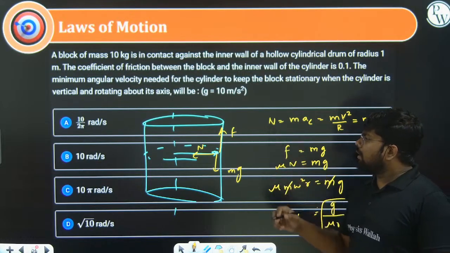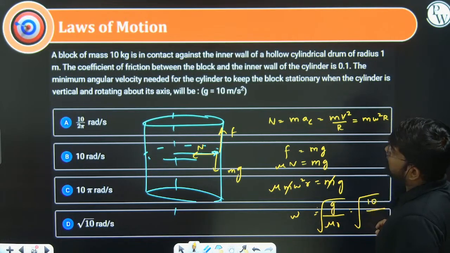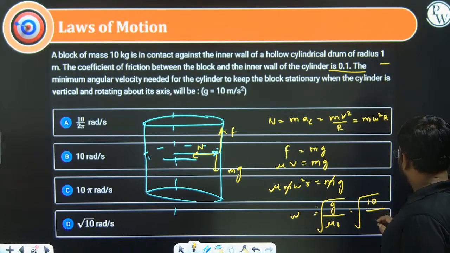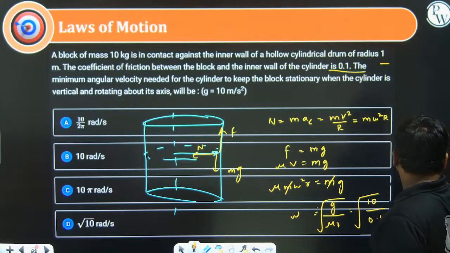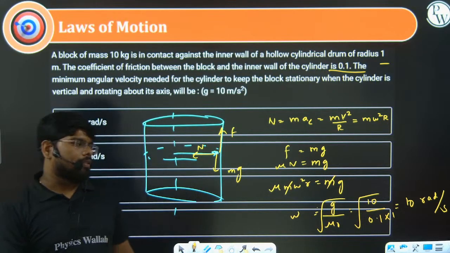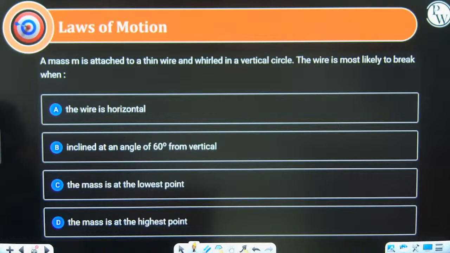Now they are saying take g value as 10. So 10, and mu value is given as 0.1 and radius is 1. So 0.1 and 1, so this is root 100. It is 10 radians per second. So the omega value should be 10 radians per second. Okay, so this is what we have been seeing, the regular questions. Nothing complicated, nothing difficult, standard questions these are.